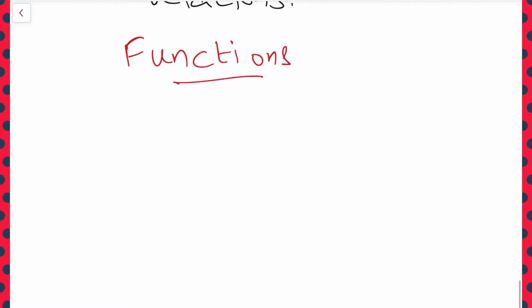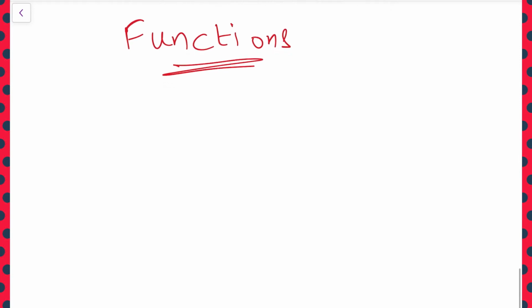Now let us move to our main topic, functions. Then what is a function? It is a relation from set A to set B, where for each element of set A there exists a unique element in set B. If you go with the definitions, you will get confused.